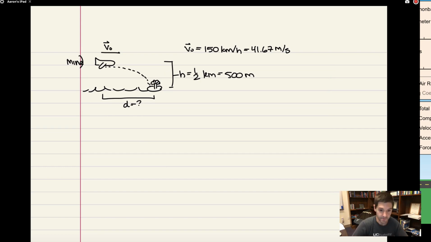All right, first things first, a coordinate system. I'm going to put it at the island. I'm going to have positives be to the right and up again. So in this case, the plane is initially located, when it first drops the payload, at negative d in the x direction and positive h in the y direction. And the island is located at the origin.